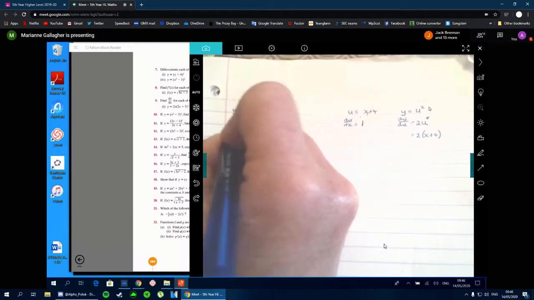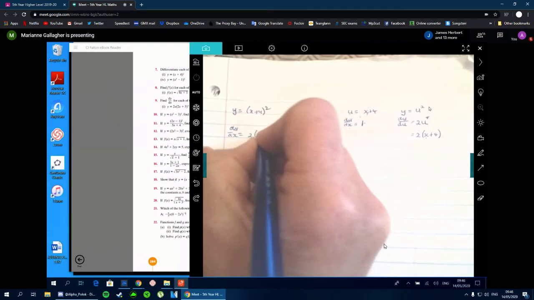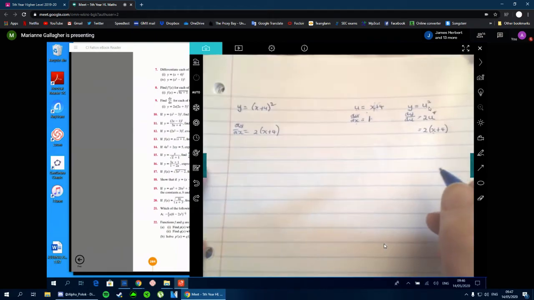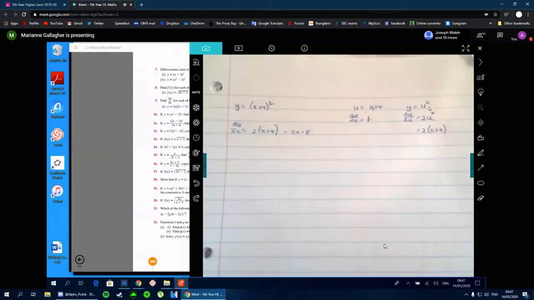So dy dx is just 1 times 2x plus 4. So that's 2 times x plus 4. And most of the time, we don't even bother to multiply that out. But if you did want to, 2x plus 8.